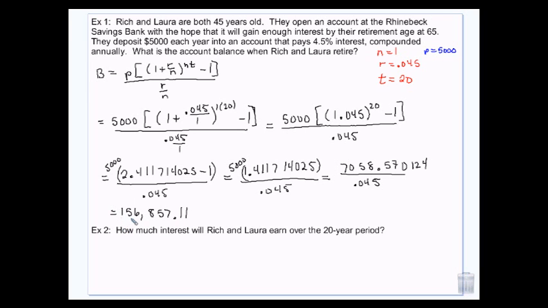Okay, so at the end of 20 years, they're going to have $156,857.11. They're putting in $5,000 per year, which is $100,000. That's how much they've deposited. And so the interest they earn is $56,000.